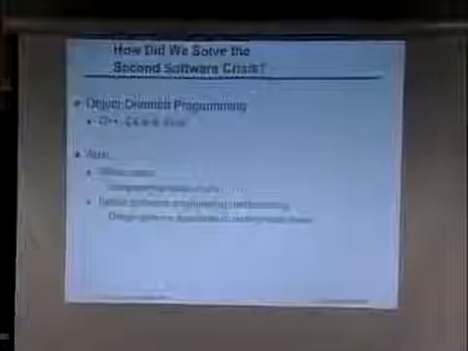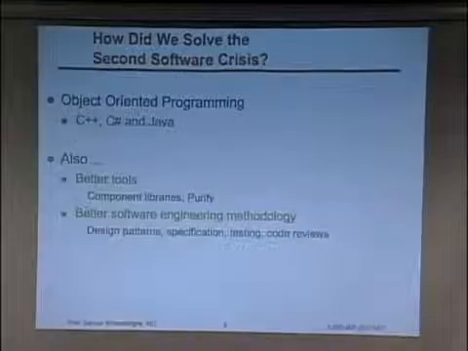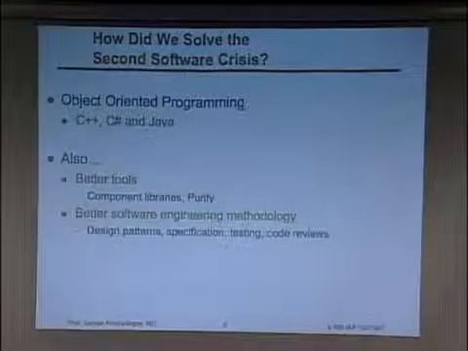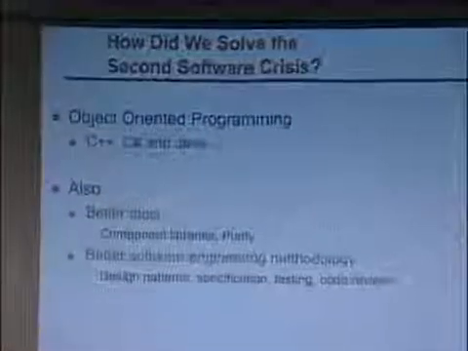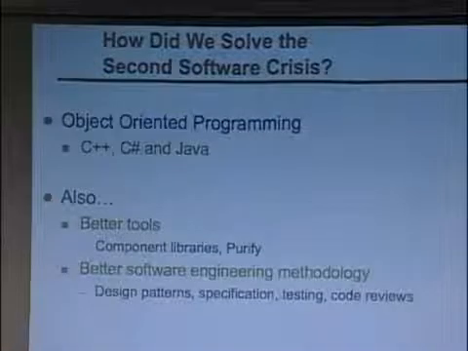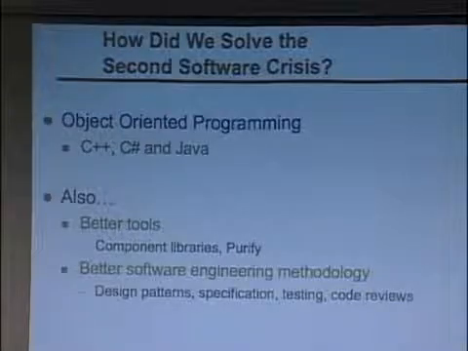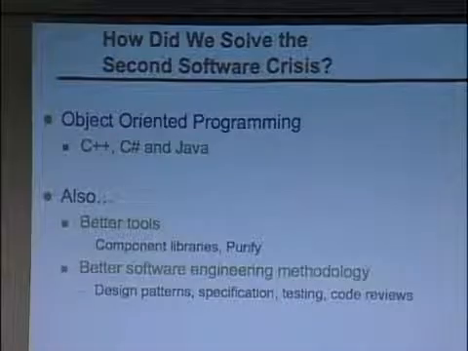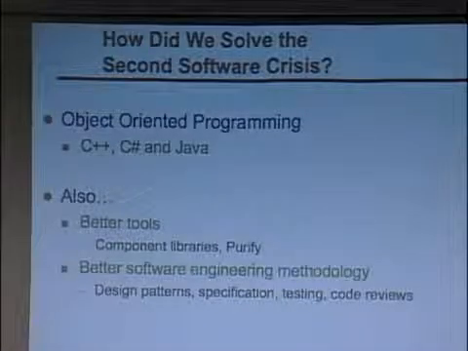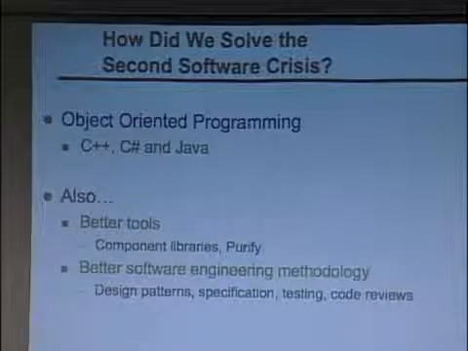The way we solved that crisis, and again a lot of people got very famous for doing that, is we came up with things like object-oriented programming languages. C++, and now C# and Java basically made it possible for hundreds, if not thousands, of people to develop software. If you look at new Microsoft products coming out, thousands of people are involved in it, and still they managed to get it out on time. We also built better tools, things like component libraries and tools like Purify. And we developed a lot of software engineering methodology to develop software. We made it more of a process than an ad hoc art form.